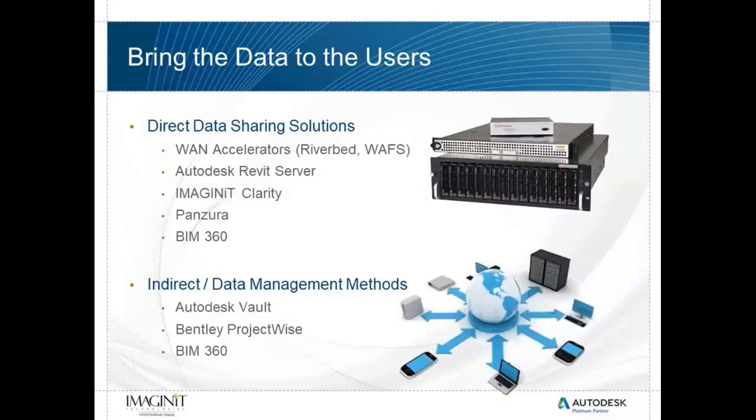Some of you may use Imaginit Clarity to help move data around and copy data. Panzura is another popular one out there, and then BIM 360, which also falls underneath the indirect data management methods. This method is, hey, I need to work on this part of the model, or on these files. I can open up those files, and they're synchronized with my desktop locally wherever I'm working. So I'm always working locally, but my changes are saved up to the cloud or my local server, depending on what solution I'm using.